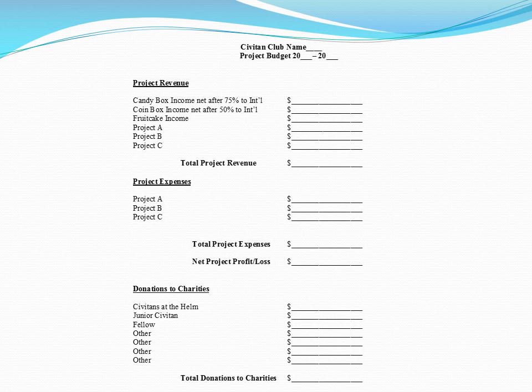It gives you the opportunity to project what you think the revenue will be from some of your projects, as well as projecting the expenses. This is a vital part of your planning because it will let you know what your net profit's going to be, or net loss if your planning's not real well. And that gives you the opportunity to see where you can help in your community, or your donations to items like Civitans at the Helm, your Junior Civitan program, maybe your Special Olympics program in your community.